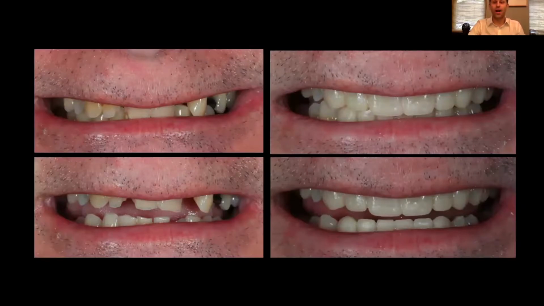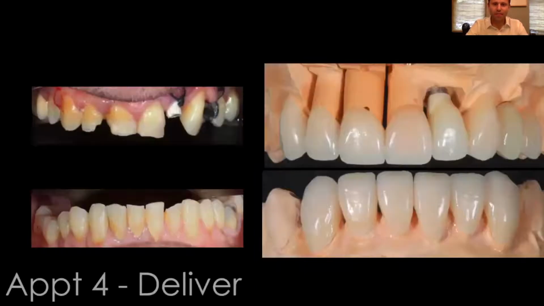This is what he walks out with. Temporaries on the top, temporaries on the bottom. Immediate gratification. If we were able to do the top right from the start, I would have been able to bring the smile line down and create less of a cant, but unfortunately, he wasn't ready at that time. But the beauty, and I'll share with you, of getting immediate gratification and excitement for the patient is that once you give them this dream that they've wanted for a long time, they're yours, right? They're your patient. They will start listening to you more.